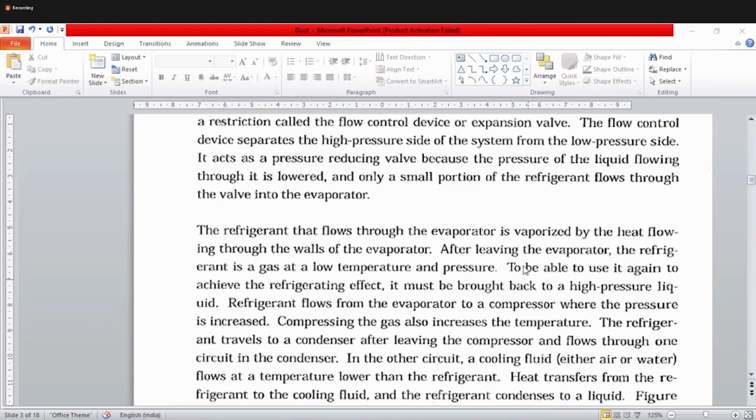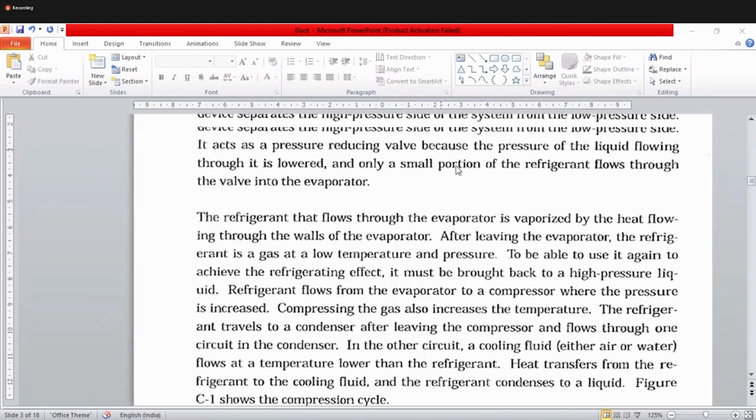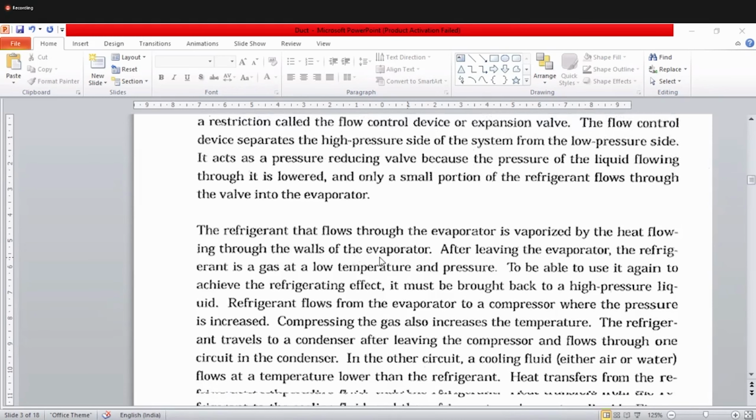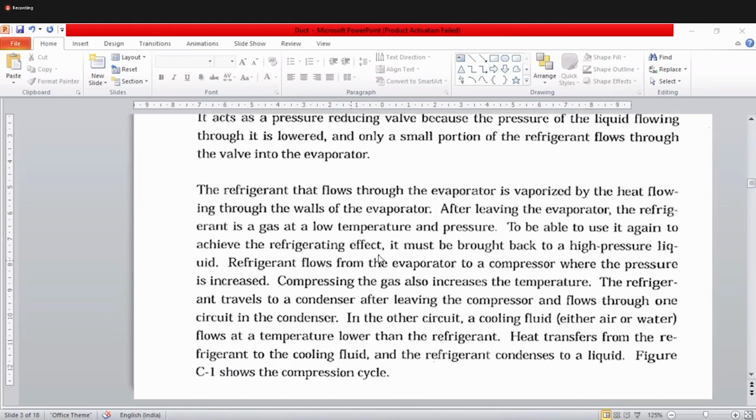After leaving the evaporator, the refrigerant is a gas at a lower temperature and pressure. The pressure is already reduced in the expansion valve, and the temperature is also lowered. To be able to use it again to achieve the refrigerant effect, it must be brought back to a high pressure liquid.